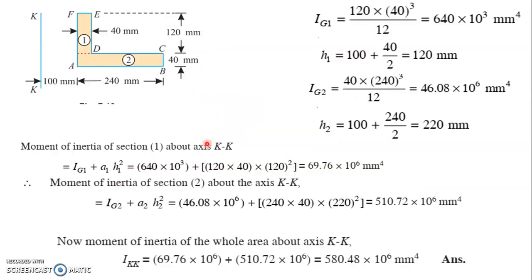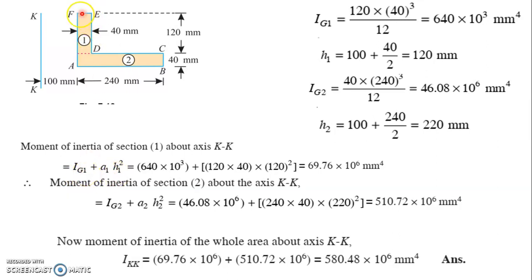Okay. First step, I will be dividing the L section into two pieces. First one is having a width of 40 mm and a height of 120 mm. And the second one is having a width of 240 mm and a height of 40 mm. So for the first section, I can be written as IG plus A h square. So I will be writing IG1 plus A1 H1 square.